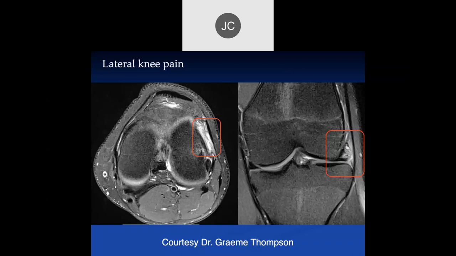Yeah, just some edema there. And this is possibly some strut injuries. A nice peripheral tear, meniscocapsular separation, which would be a type 3. Okay.